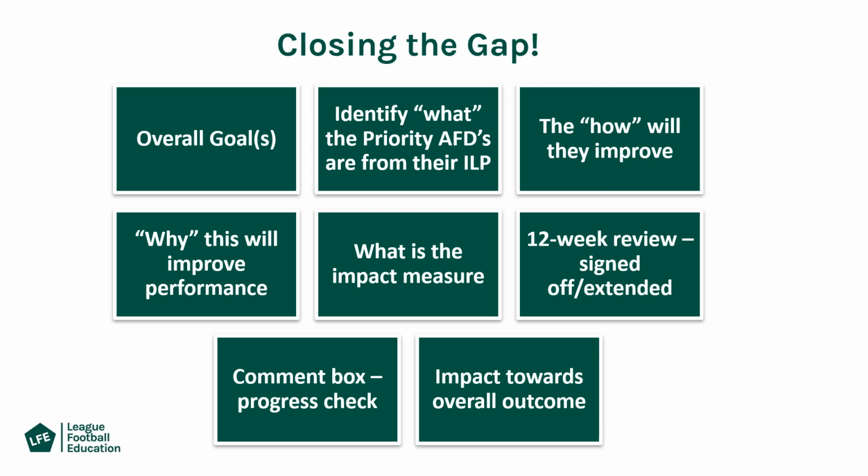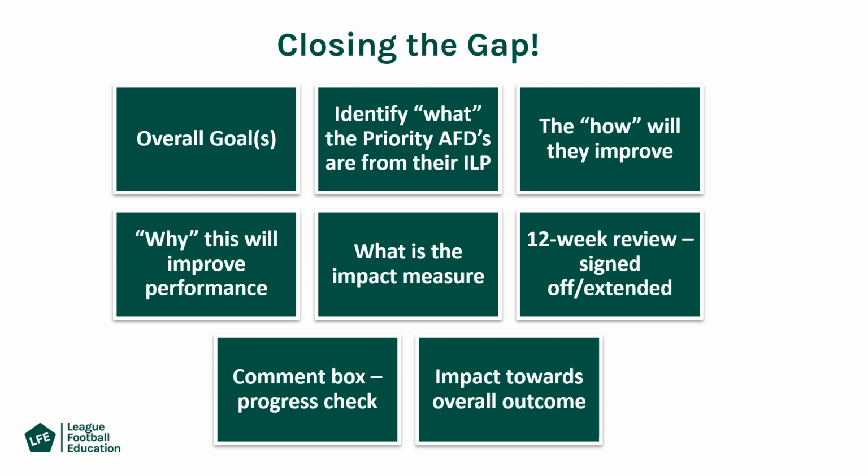So how do we close the gap? There's going to be lots of overall goals, but the most common overall goal that an apprentice will set is to be a professional footballer. Ultimately, that's what they've come on the programme for, and that's what they want to achieve. What we've got to be able to do is understand and identify what those priority areas for development are, and that's linking in with their individual learning plan. It's making sure that the individual knows what those key strengths and weaknesses are in terms of their performance.